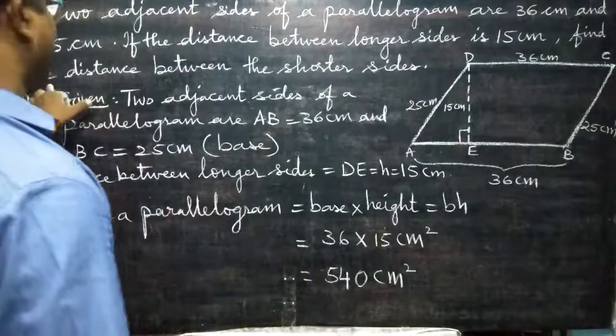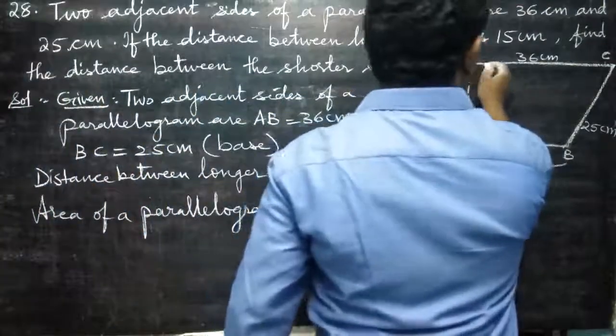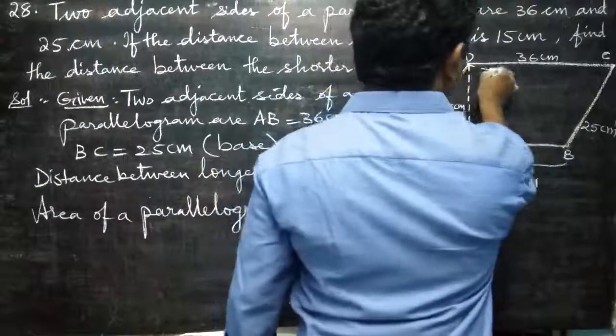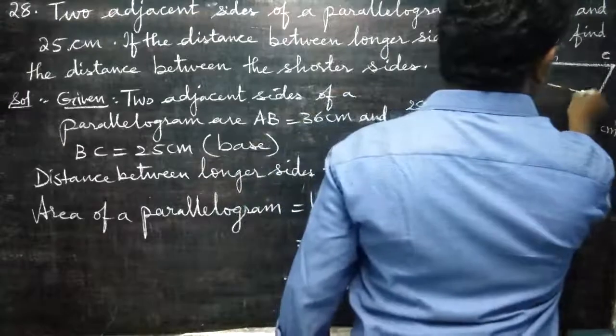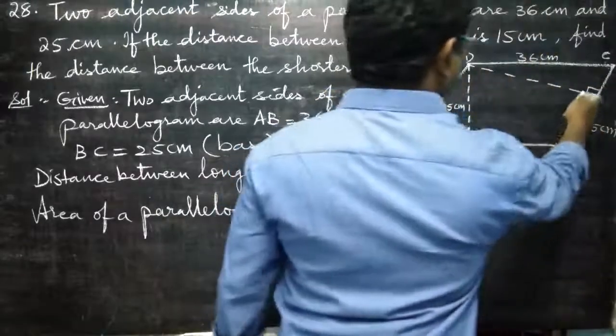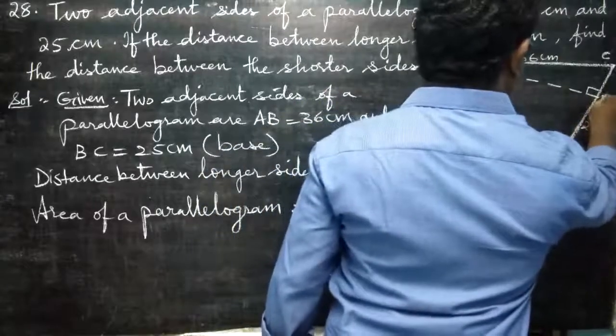Now they are asking to find the distance between the shorter sides. Now these AD and BC are shorter sides. So again draw perpendicular. This time this is the base and this will be the height. Here you keep F, DF.